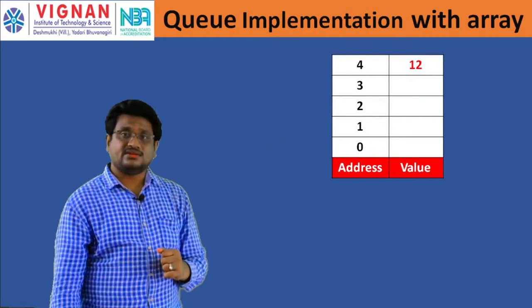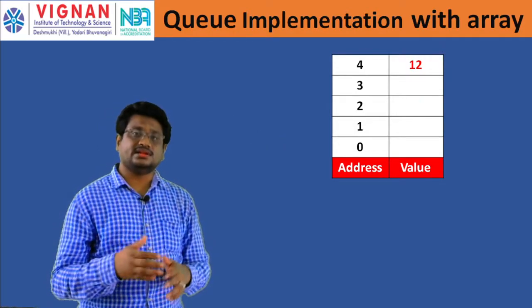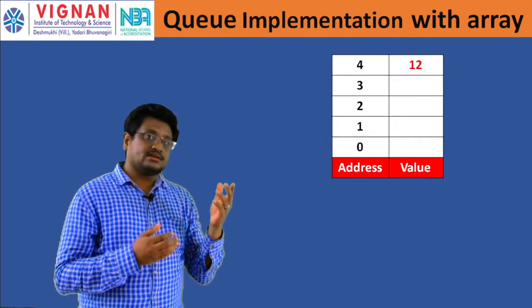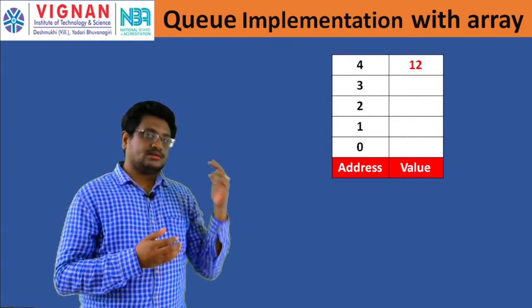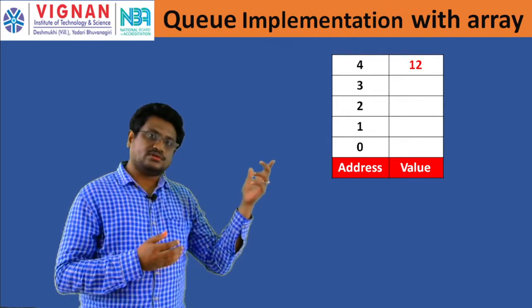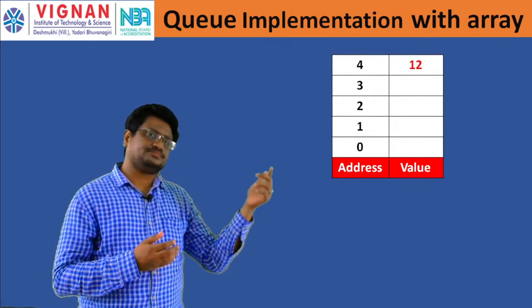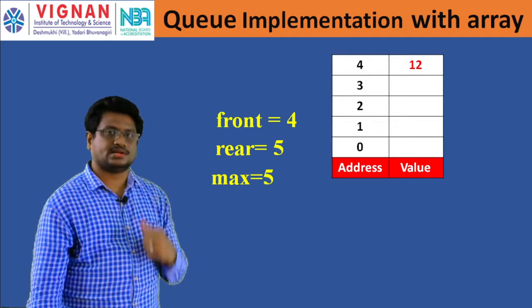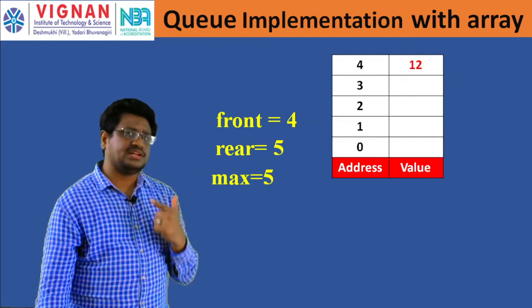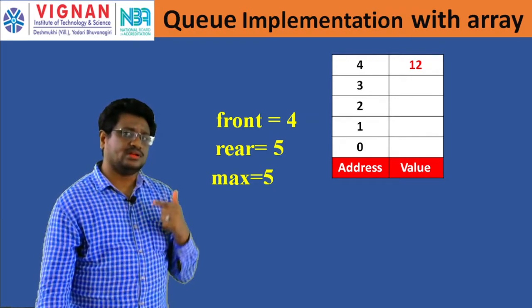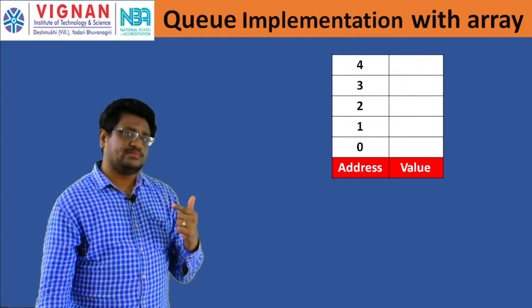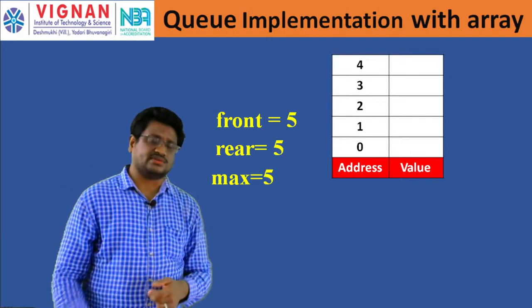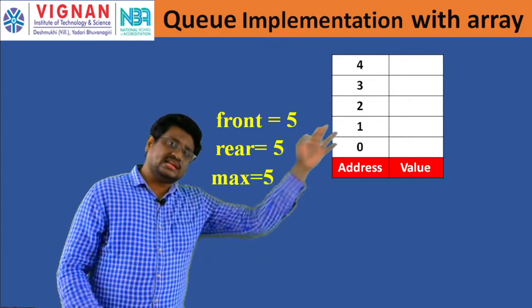So again, if I delete 2 elements, then what will happen? Rear is 5 and the front is 4. Right? Front is 4, max is 5. Alright? So again, if I delete an element, then front will be incremented. So front equals 5, rear equals 5, max equals 5. Now, can I delete any element? No.